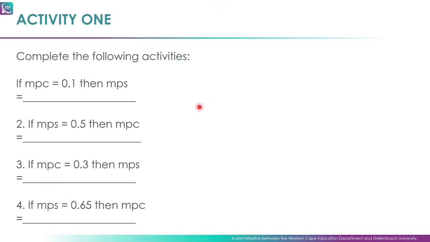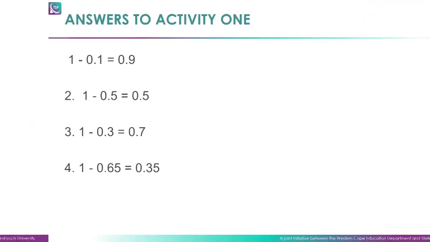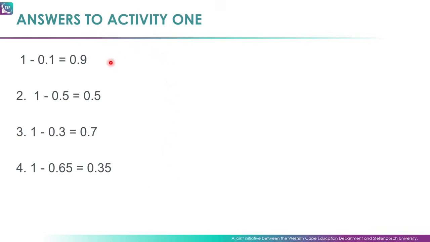Remember, you've got to bear in mind that MPC plus MPS is 1. So if MPC is 0.1, then MPS is 1 minus 0.1, which is 0.9. If MPS is 0.5, it is 1 minus 0.5, which remains 0.5. If MPC is 0.3, then MPS will be 1 minus 0.3, which is 0.7. And if MPS is 0.65, then MPC is 1 minus 0.65, which is 0.35. You can check your answers once again: number 1, 0.9; number 2, 0.5; number 3, 0.7; and number 4, 0.35.